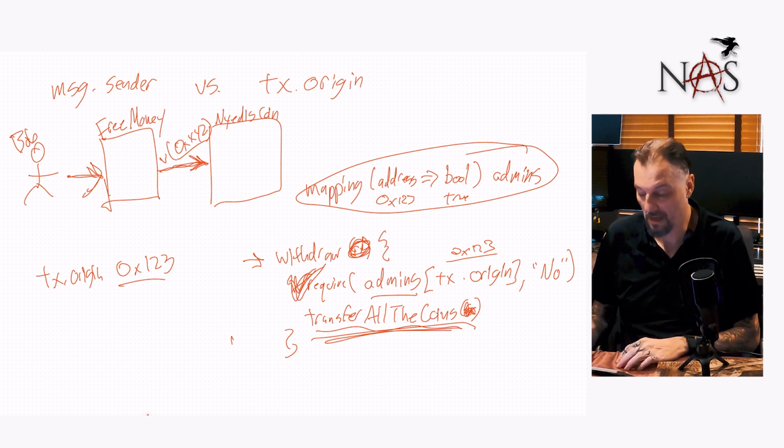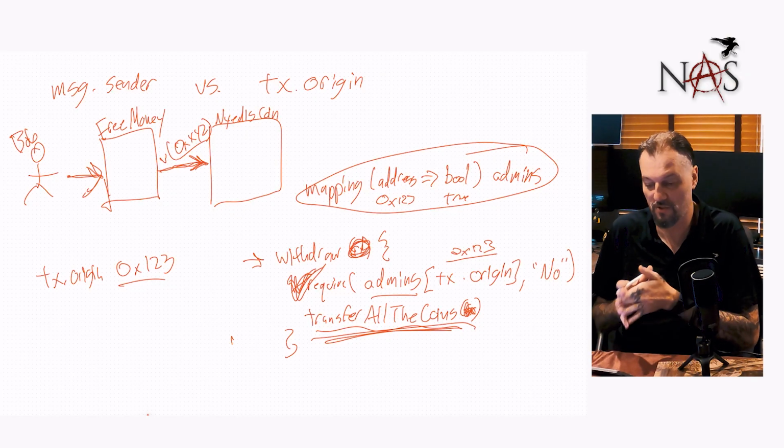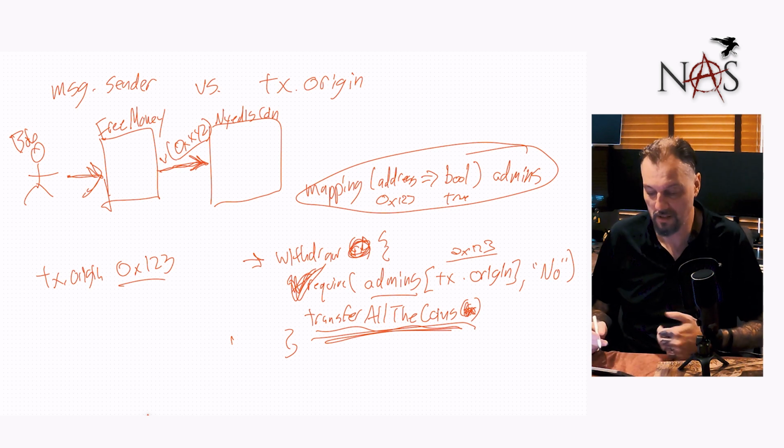Now this happens because transaction origin is Bob's address. It's the person that kicked off the transaction. So if you call a smart contract with your wallet, you're always the transaction origin. So if your smart contract is relying on transaction origin to validate the person that's making the call, it's bad. Really, really bad. You don't ever want to do that because of this. This is so prevalent and so easy to do.